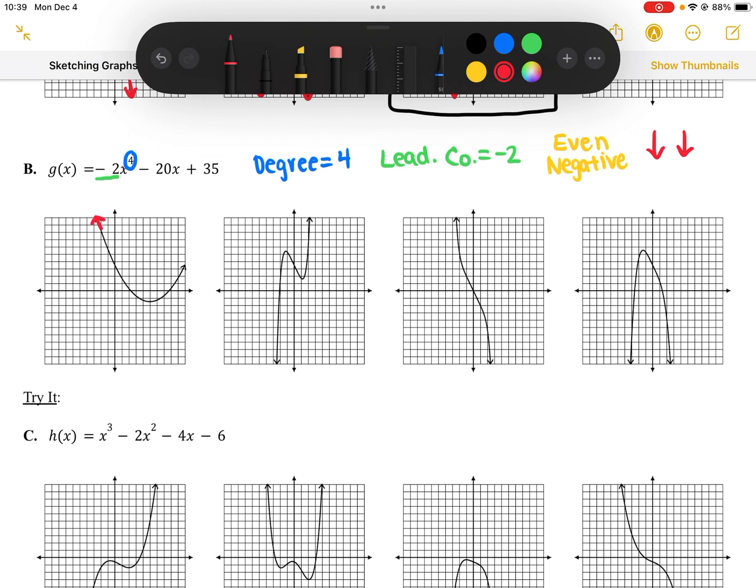So looking at my first graph, both the arrows are going up. Second graph, first arrow is going down, second one's going up. The third one, we're going up, then down. Last one, both of them are going down. So the last graph is the one that matches the end behavior of the polynomial. So that will be the graph for our polynomial here.